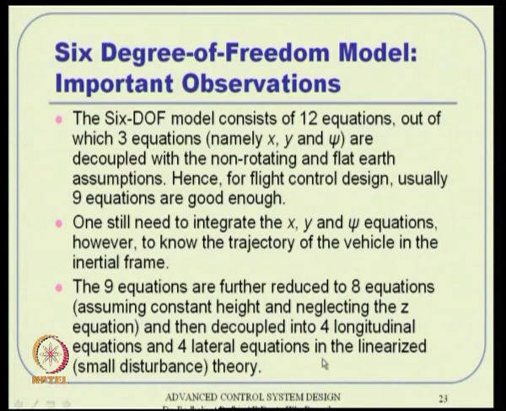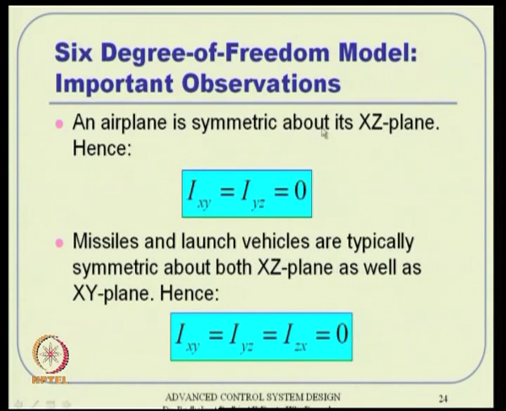The weak coupling that exists between the two, under this linearization approximation, we can neglect. So these 4 equations are grouped together and the other 4 equations are grouped together, I will talk about that of course. Also remember that the airplane is symmetric, that is one of the assumptions. That is why the cross moments of inertia are 0, and missiles and launch vehicles are typically symmetric about both the x-z plane and the x-y plane, and hence all 3 cross moments of inertia are 0.